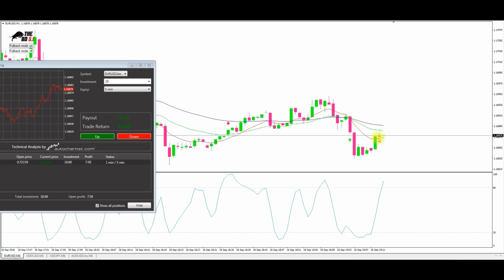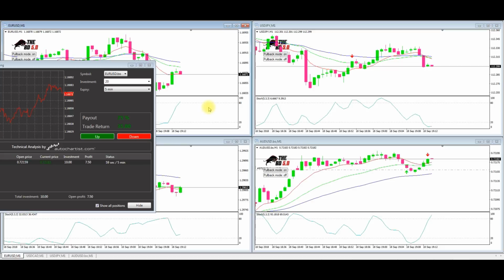Okay, we've got no signal arrow. Stochastics overbought, but no signal arrow. So, do I take this trade? No, I won't. I like my signal arrow.